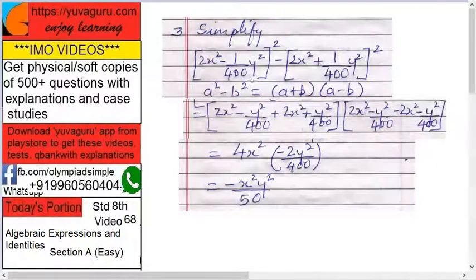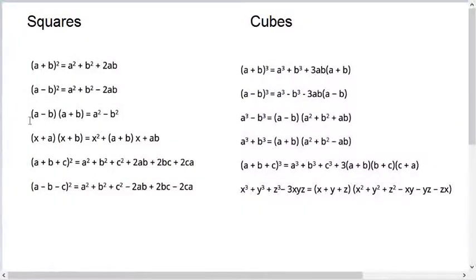Now this you have to solve. Now what is this? Check this. Take this full as a and take this full as b. So what is this? A square minus b square. So what is the formula for a square minus b square? A plus b into a minus b, right? See this. A plus b, a minus b into a plus b equals to a square minus b square.